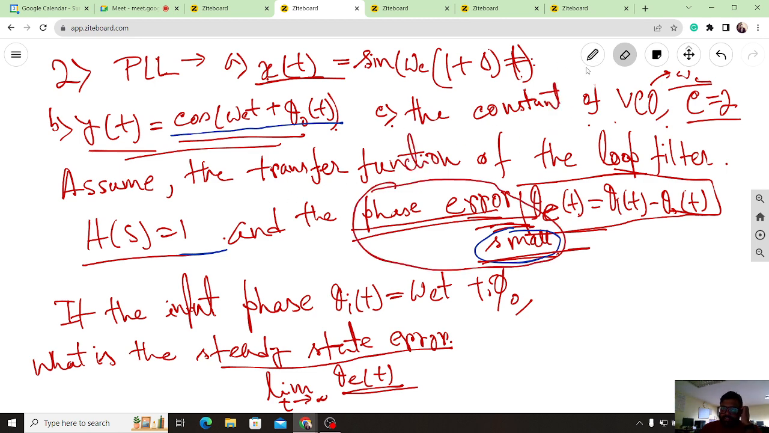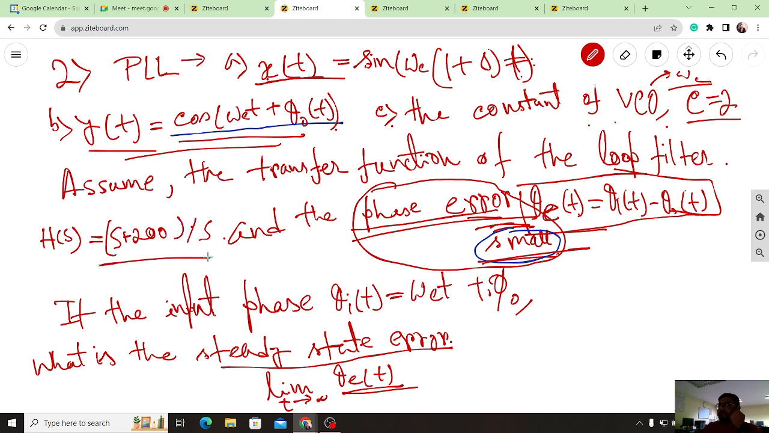Another thing that has been changed in this question is the transfer function of the loop filter. It is not 1 here, instead you can write that h of s is s plus 200 by s. So basically we have to find out the steady state error once again.